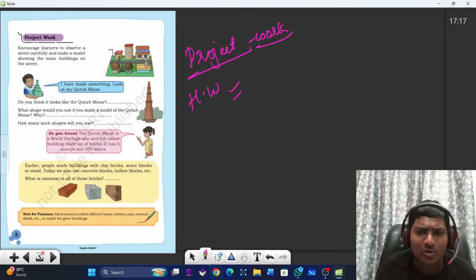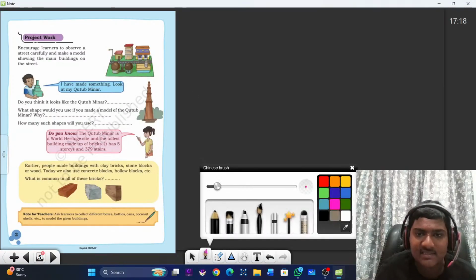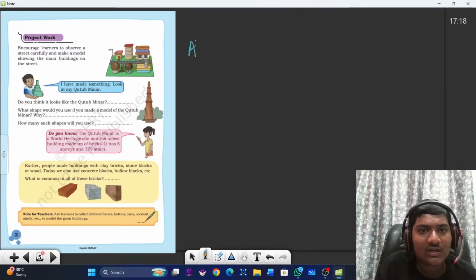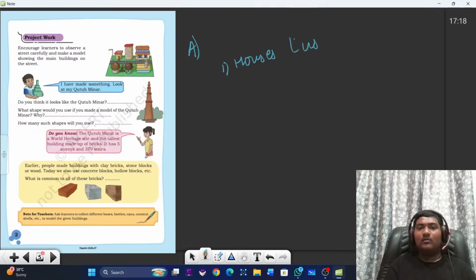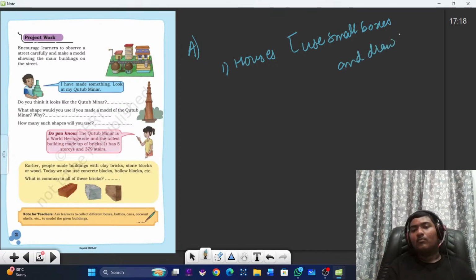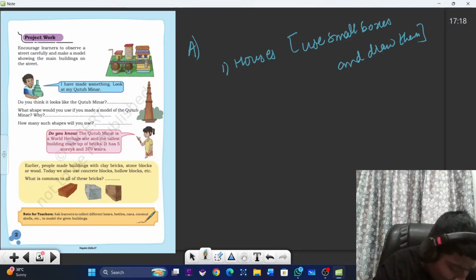I will be explaining it to you, no need to worry, but I'll explain here. The project work answer also I'm going to explain here in the class itself. No need to worry, children. I am giving you clear and detailed answers. So first thing, houses. Use small boxes and draw them. Okay. So what is the project? Encourage the learners to observe the street carefully and make a model showing the main buildings on the street. So you have to start making a house.